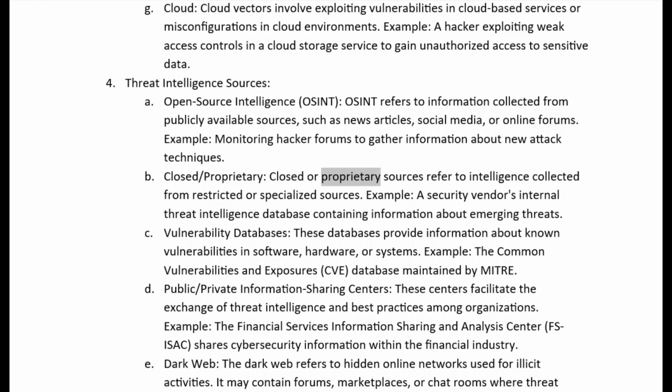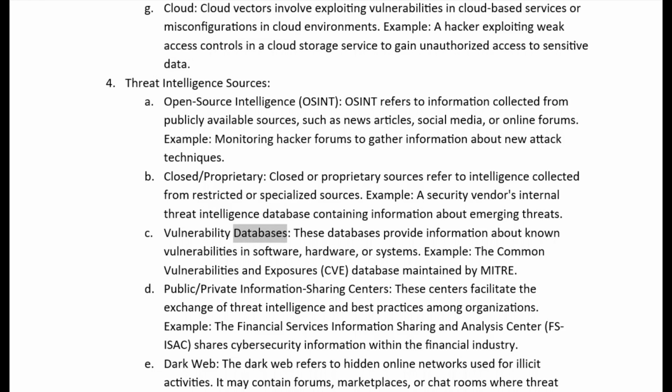Closed/proprietary: closed or proprietary sources refer to intelligence collected from restricted or specialized sources. Example: a security vendor's internal threat intelligence database containing information about emerging threats.